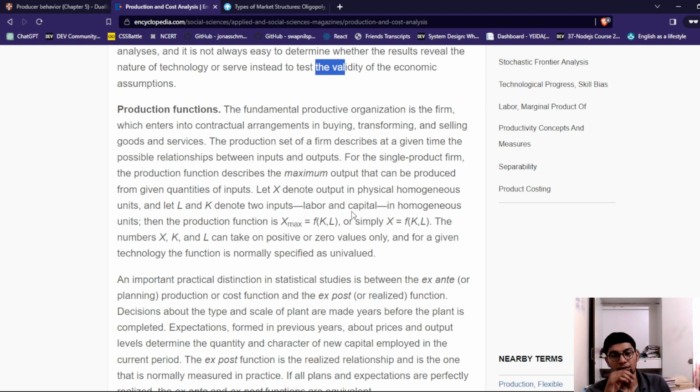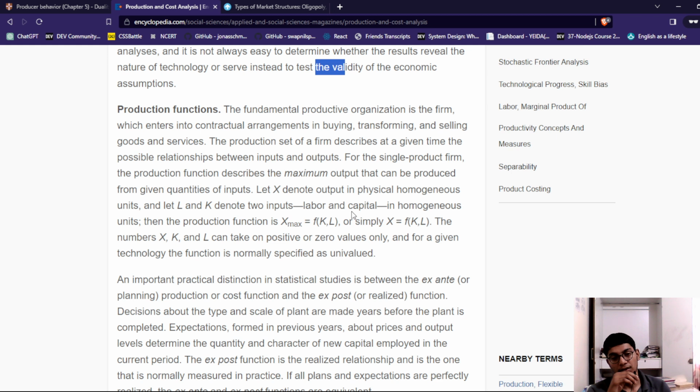For a single-product firm, the production function describes the maximum output that can be produced from a given quantity of input. Let X denote output in physical homogeneous units, and let L and K denote the inputs labor and capital in homogeneous units. Then the production function is simply X = f(K, L). The function can be positive, zero, or constant, but only for a given technology. It is normally specified as single-valued.